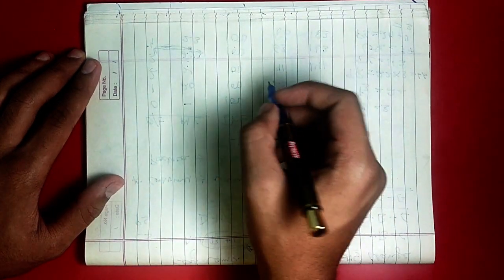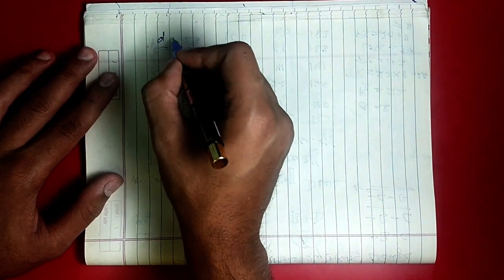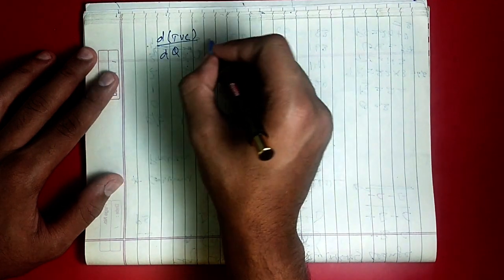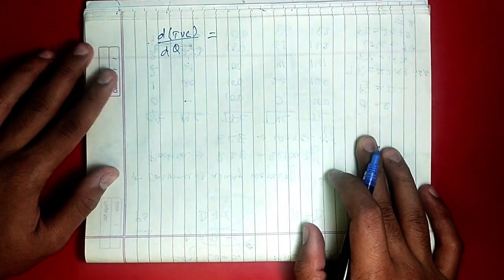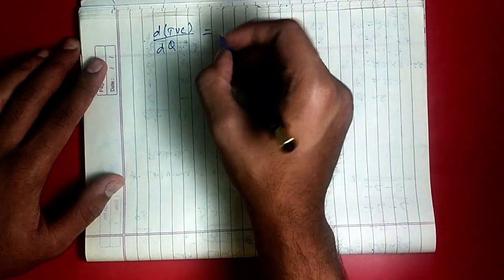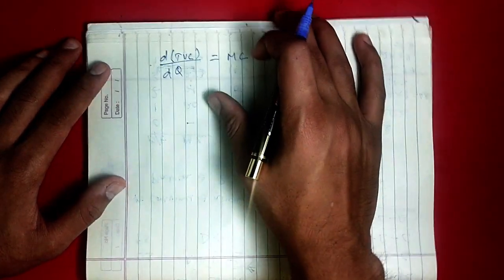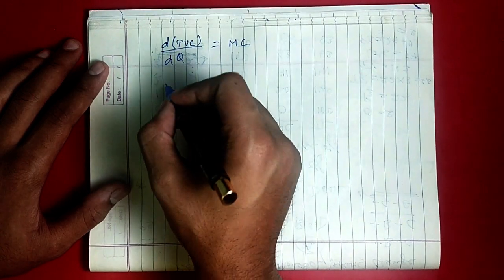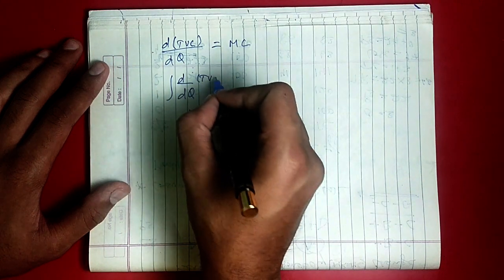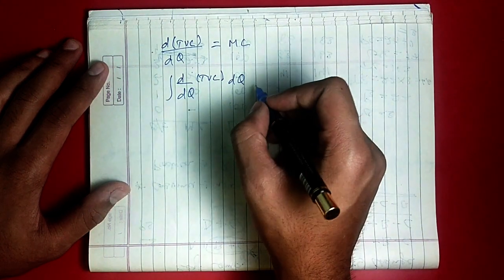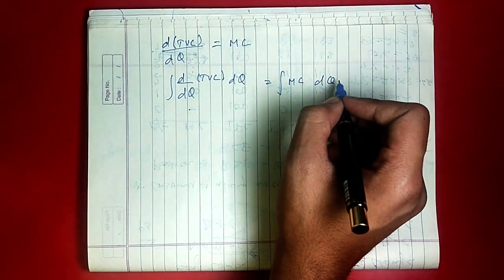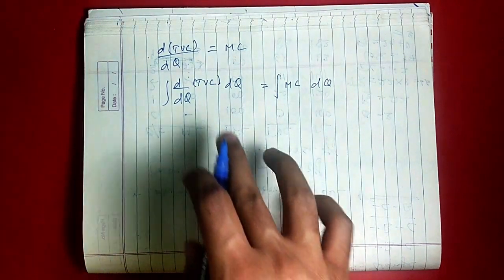Now if we go to the derivative part, if you differentiate TVC with respect to Q, it will be equal to the MC. So now what you have to do is integrate it. The integral of dTVC is equal to the integral of MC dQ, right? So what do we get over here?